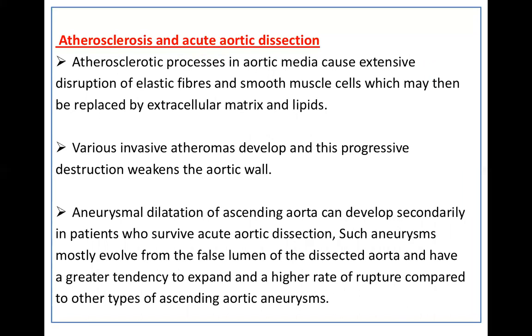Aneurysmal dilatation of the ascending aorta can develop secondarily in patients who survive from acute dissection. And such aneurysms most often evolve from a false lumen of the dissected aorta and have a greater tendency to expand and to rupture eventually.